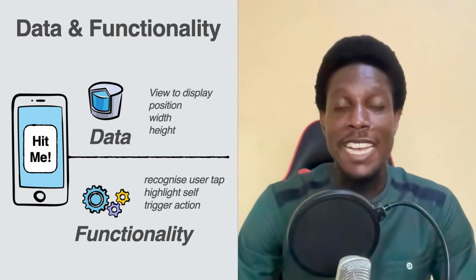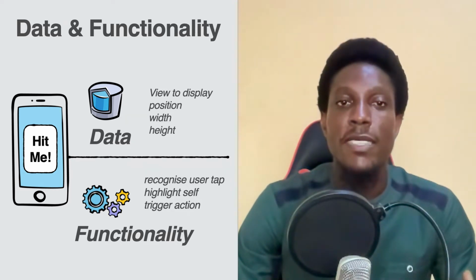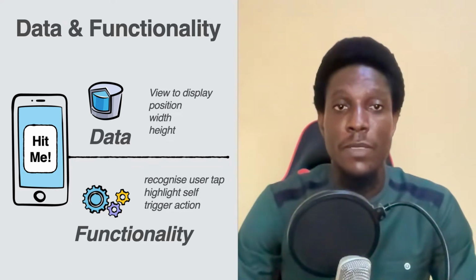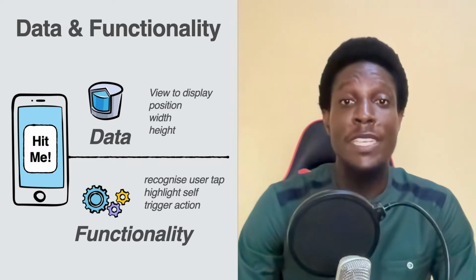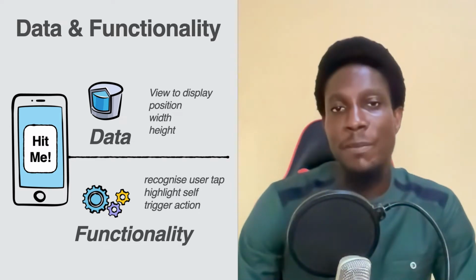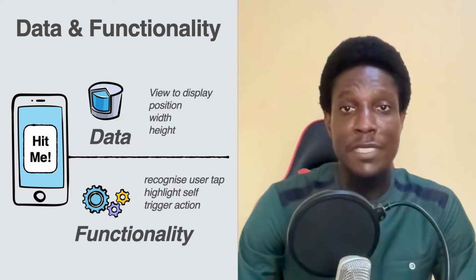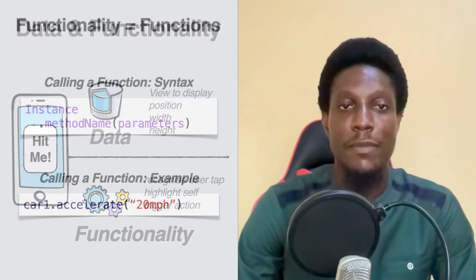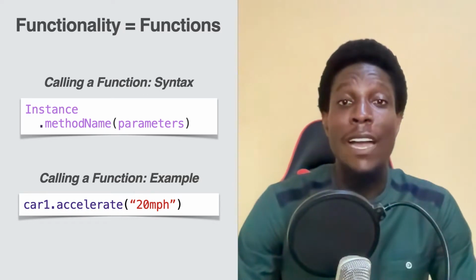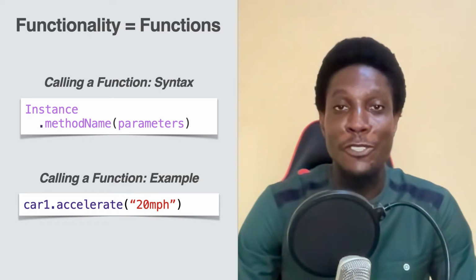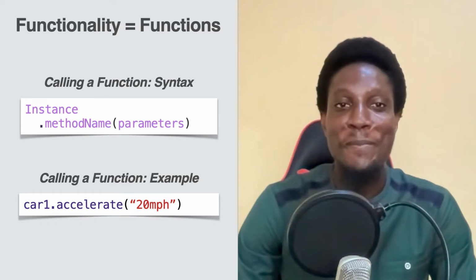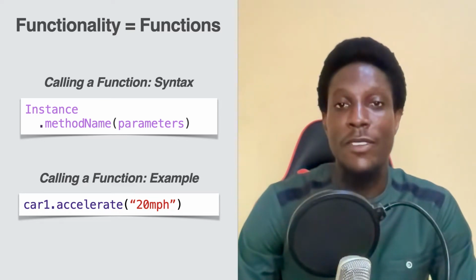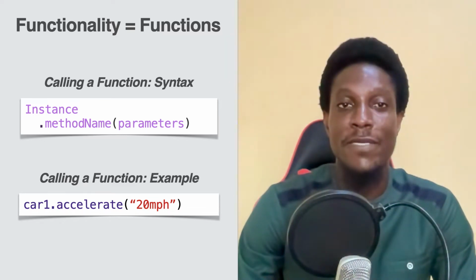Also, a class has some functionalities. Take a button class, for example. It has the ability to recognize when the user taps on it, display an animated ripple effect when tapped, and also trigger an action in response to the tap. These functionalities are commonly known as functions, no pun intended, and also known as methods in some other programming languages.